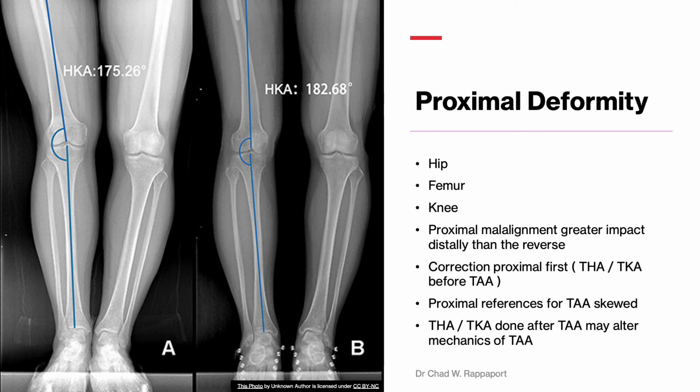Lastly, if the ankle is done before the hip or the knee, the correction of the deformity in these more proximal locations may have derogatory effects on the mechanics of the ankle. And therefore, once again, correction of these deformities proximal prior to performing total ankle arthroplasty is recommended.